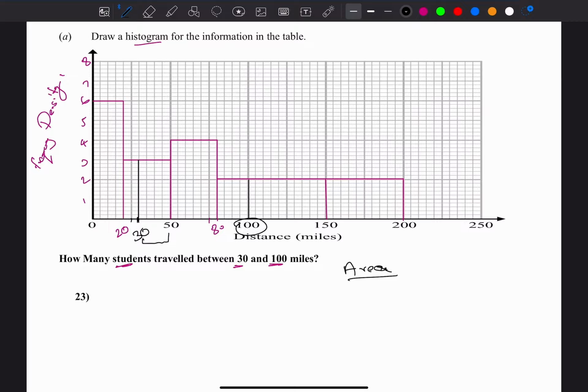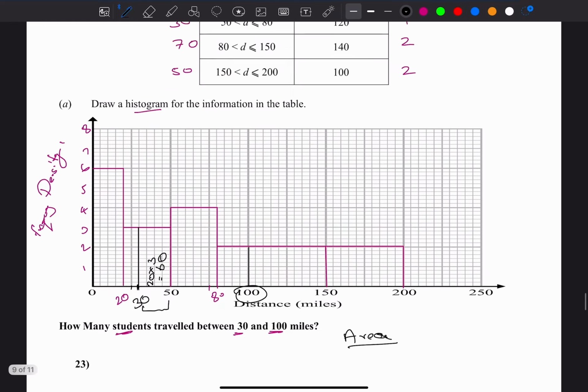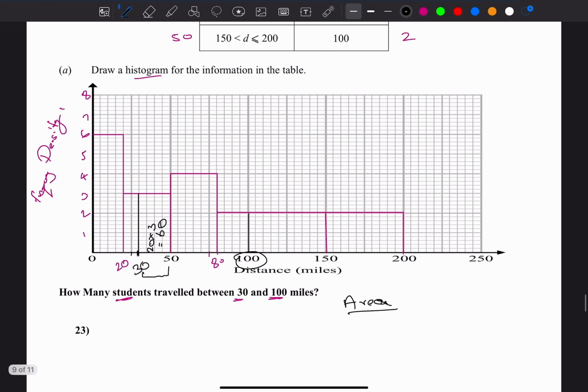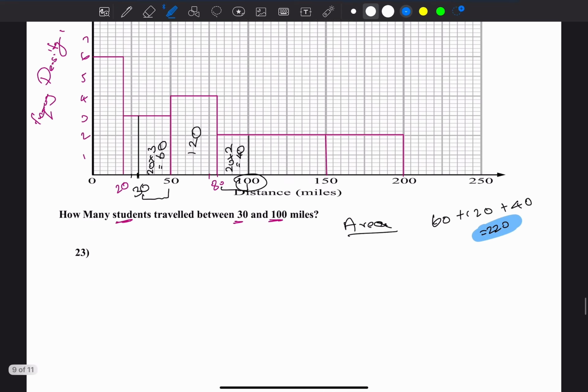So what is this area? It's 30 to 50, which is 20 times by how much? 3. That makes it 60. But 50 to 80, I know the number. What is the 50 to 80 number? The area is 120. You can work it out if you want, but what's the point? Here to here, 80 to 100, which is 20 times by how high is it? 2, which makes it 40. So how many students is it? 60, 120, 40 is 220. Okay, that's what they will ask you, don't worry. Just do the area.